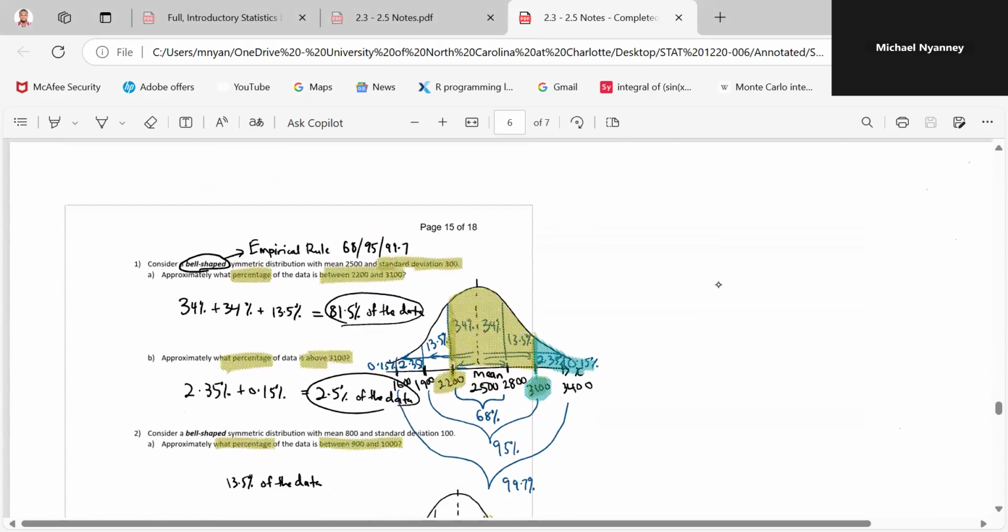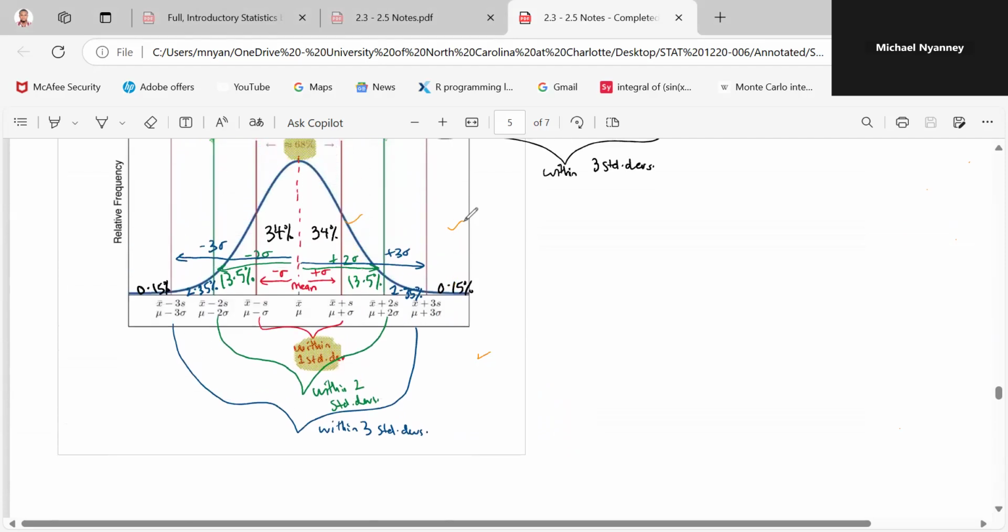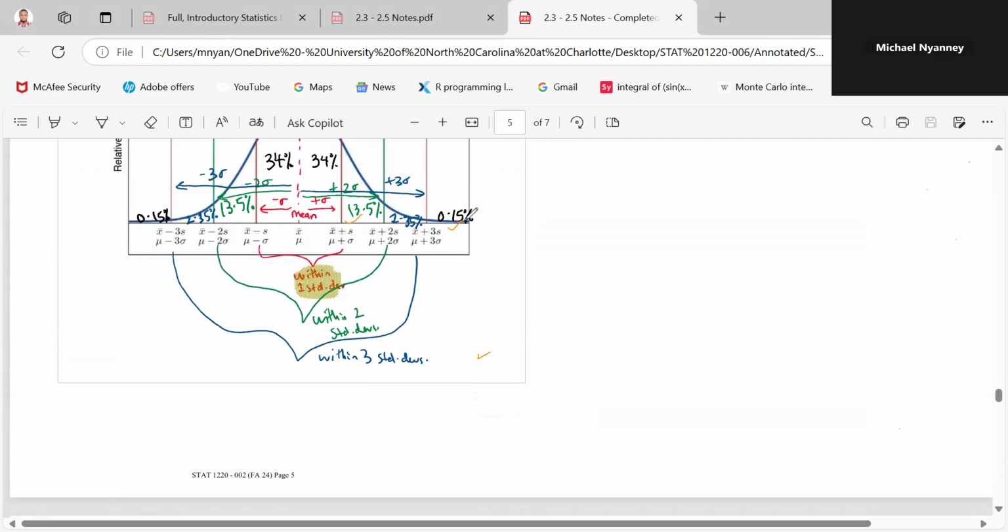First of all, locate the mean given in the question. The mean was 2500, so we located it here. And the standard deviation is 300. So we are going to go 1, 2, and 3 standard deviations from the mean to create some kind of interval. And with the help of this diagram, you can allocate the percentages in each interval.